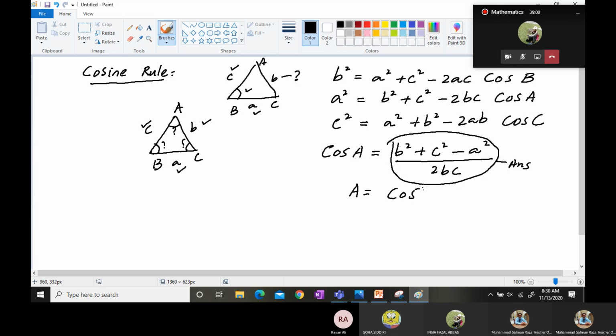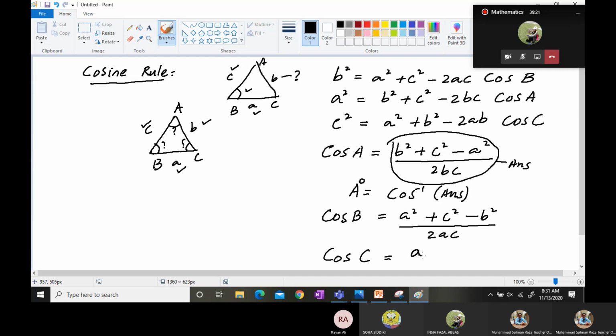and we'll apply cos inverse of the answer, and then we get this angle A. In the same way, cos B is equal to a squared plus c squared minus b squared, whole divided by 2ac. And last but not the least, cos C is equal to a squared plus b squared minus c squared upon 2ab. So we can find any of the unknown angles using the cosine rule when all three sides are mentioned.